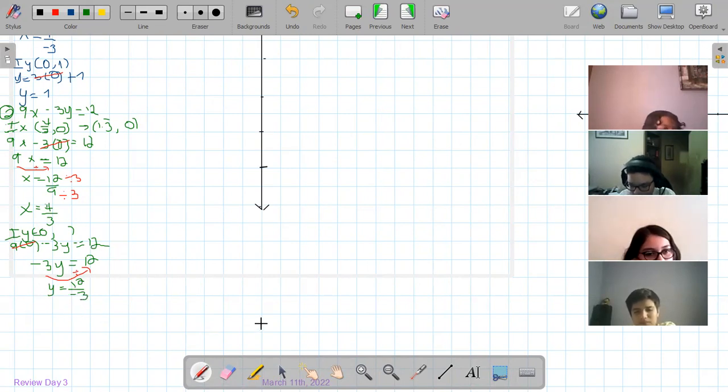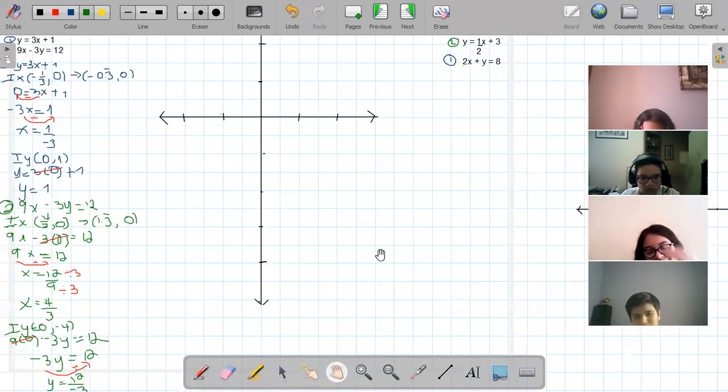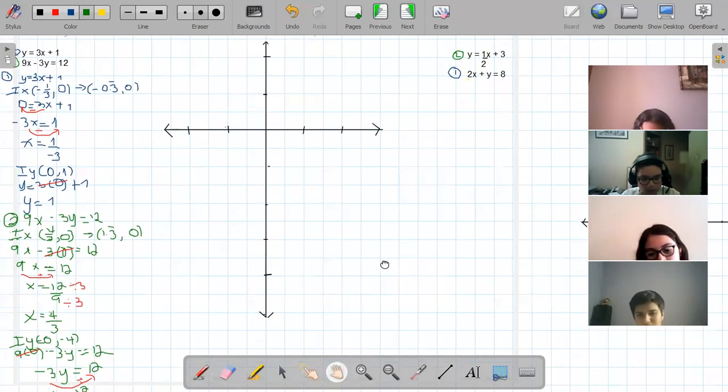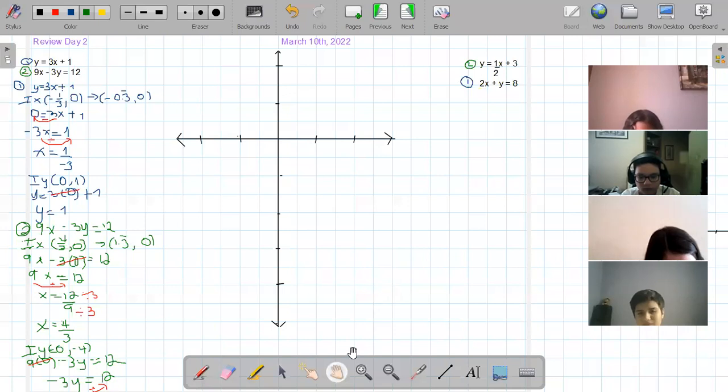Can I simplify that? Yes. 12 divided by negative 3 is how much? Negative 4. Very good. And that's the negative 4 that I'm placing over here. And as you can see, I already have my intercepts for both equations. Okay, so let's graph it.